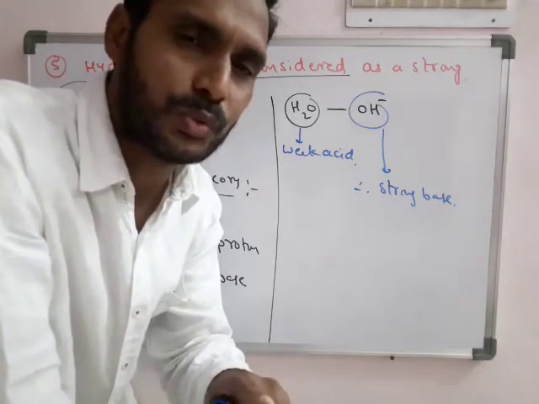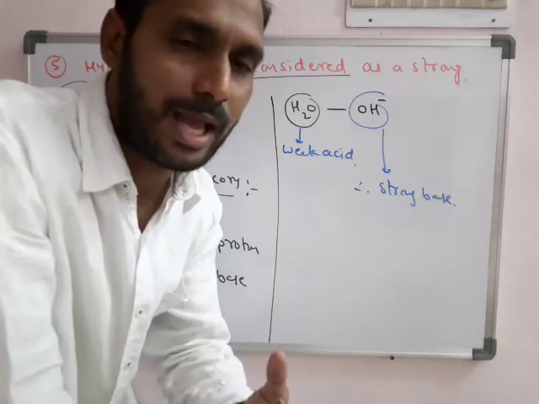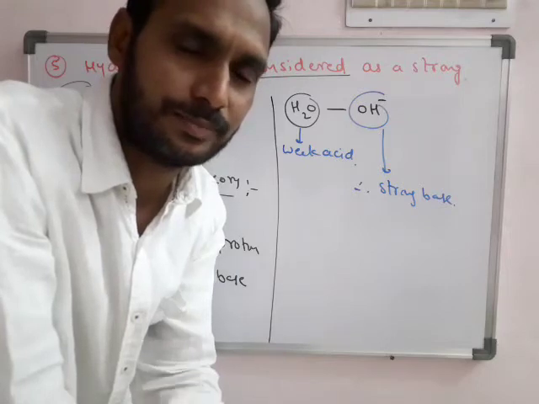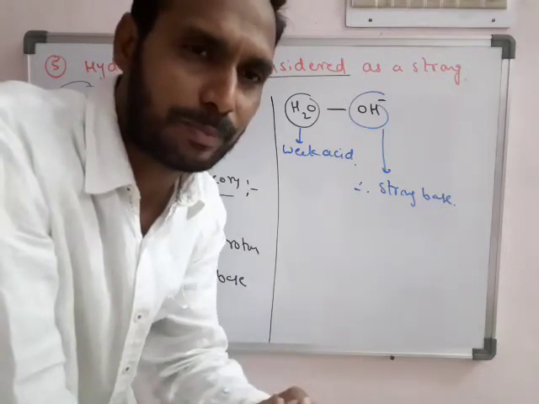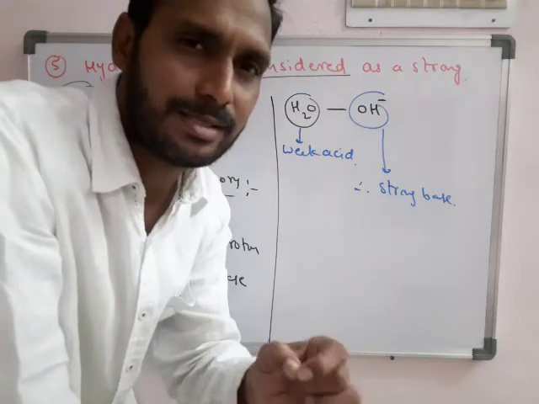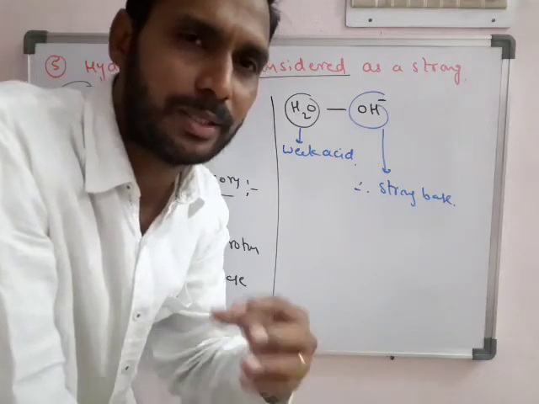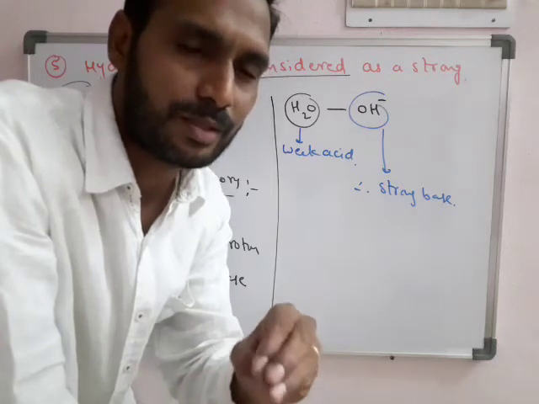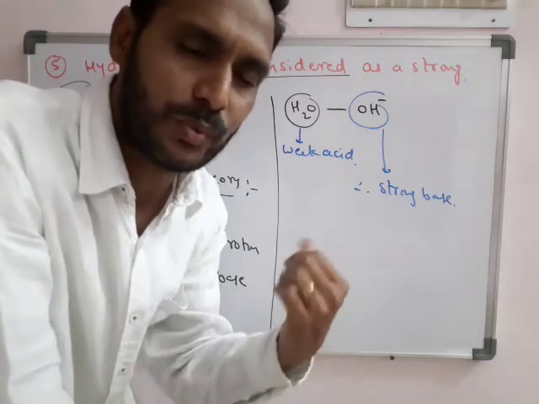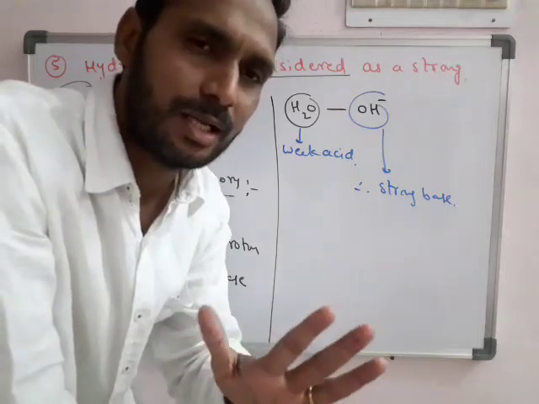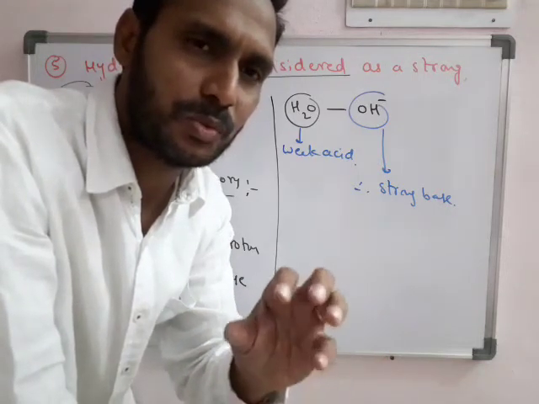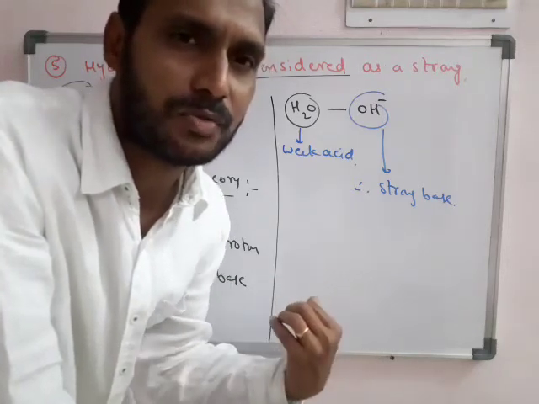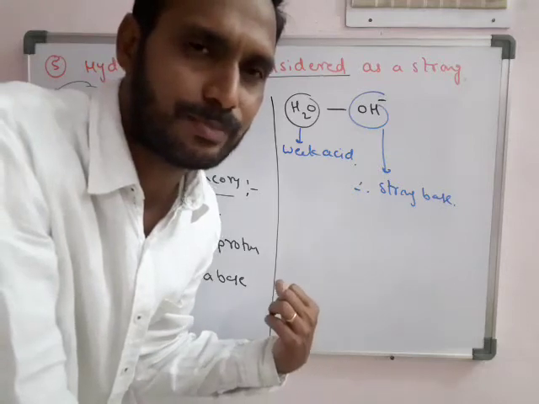Because according to Lewis theory, all anions are Lewis bases. Means they are ready to donate the electron pair. Minus charge means excess electrons, but they are ready to donate the electrons. Means all anions work as bases according to Lewis theory. So OH minus also works as a base; its basic character can be explained with the help of Lewis theory and also with the help of Bronsted theory, because it is accepting H plus.